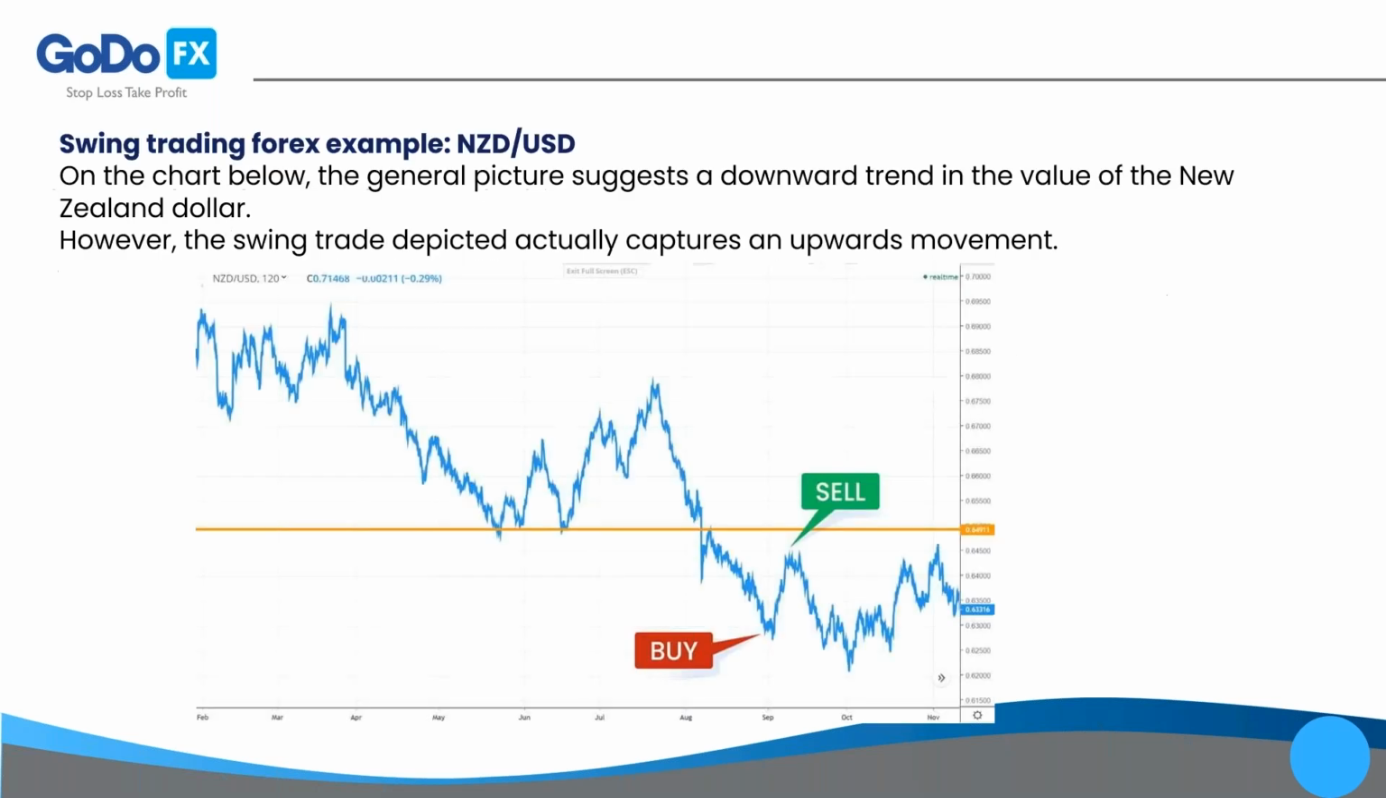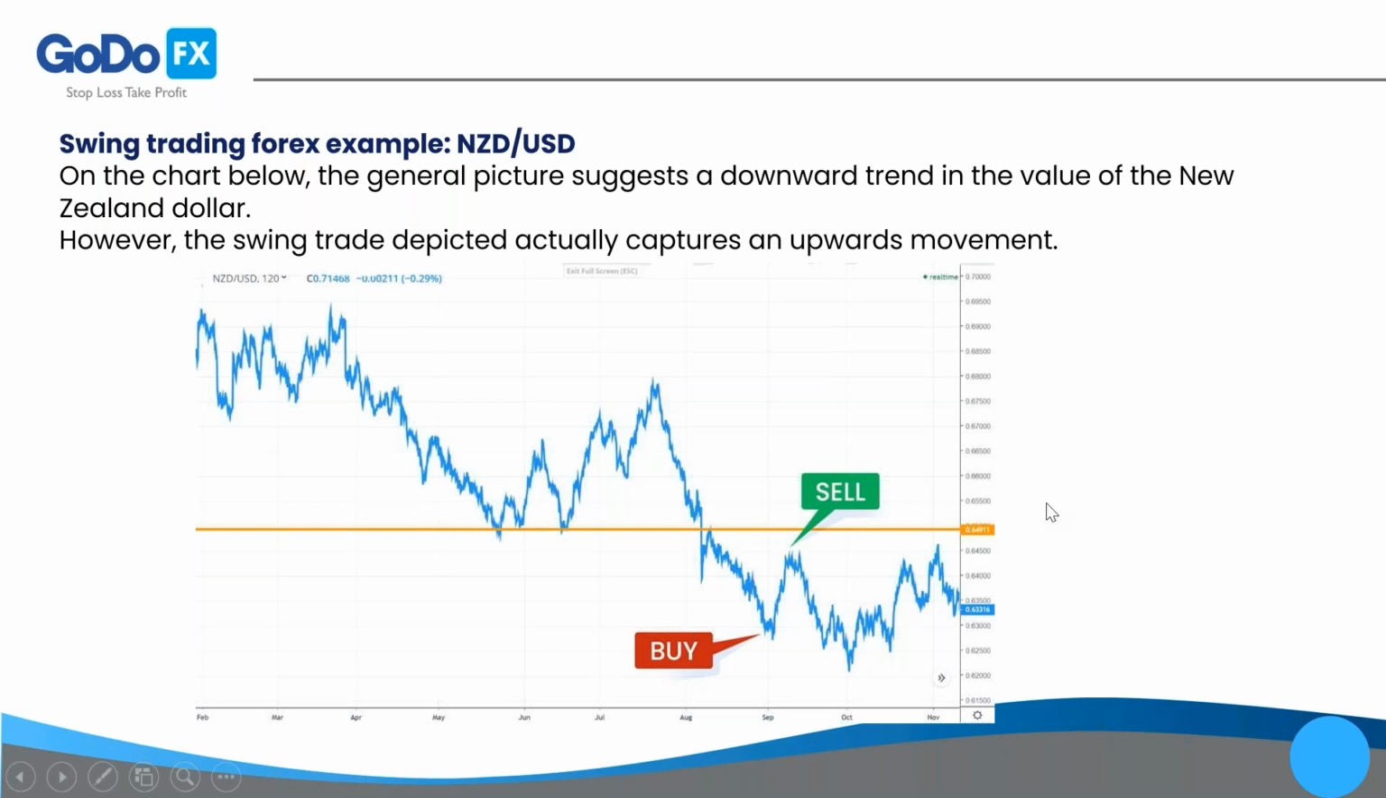Swing trading, for example, New Zealand dollar versus US dollar. On the chart below, the general picture suggests a downward trend in the value of the New Zealand dollar. However, the swing trade depicted actually captures an upward movement. So as you can see here on our chart, our position here from buy, this is the trend, swing, sell, where it's going, where it's moving.